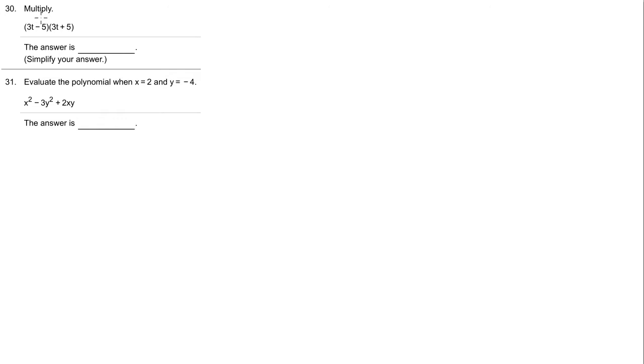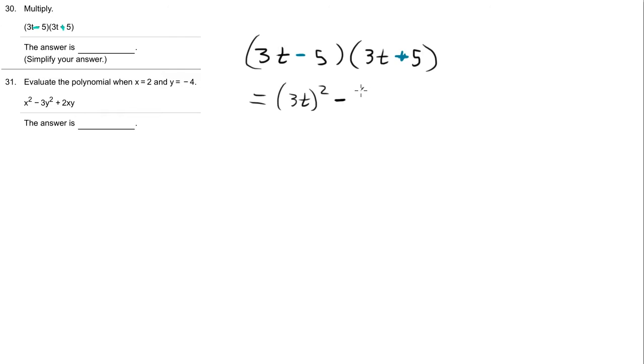More multiplying, except this time, take a look. We've got a minus and a plus. We've got 3t minus 5 times 3t plus 5. They differ by the signs, so this is going to be 3t squared minus 5 squared. That's 9t squared minus 25.